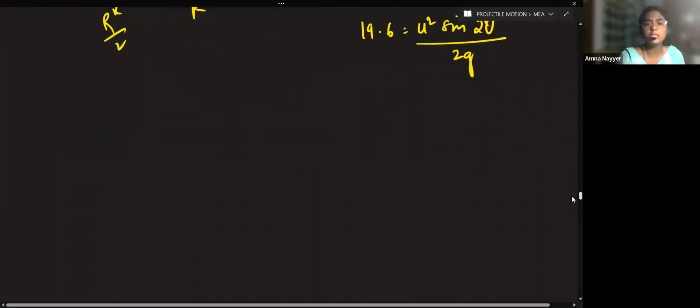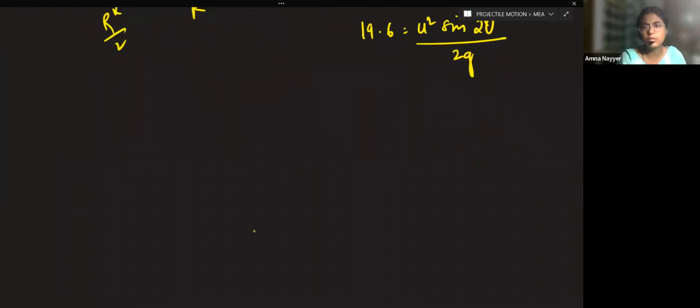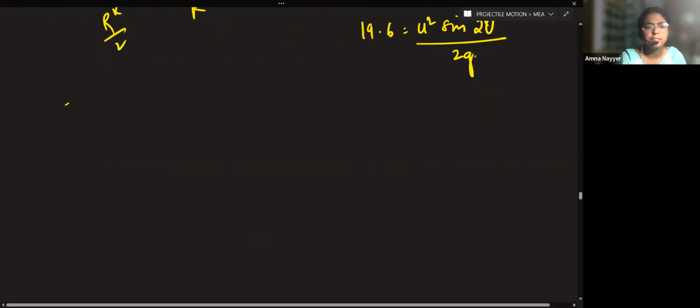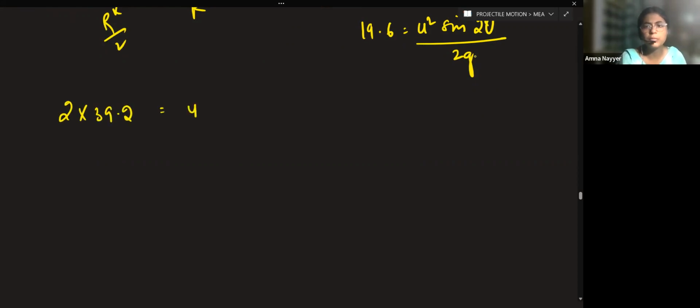Now these two equations are mentioned. Now using these two equations, we just have to... So first, let us find out the value of angle. So if you divide these equations, that becomes 2 into 39.2. This is equal to, because u square will get cancelled. That's why we'll first find out the value of theta.